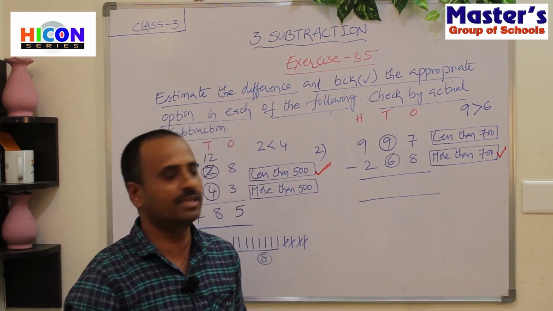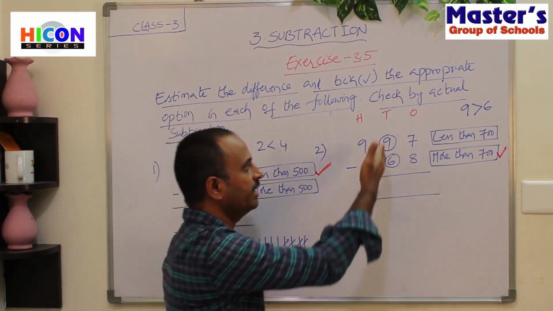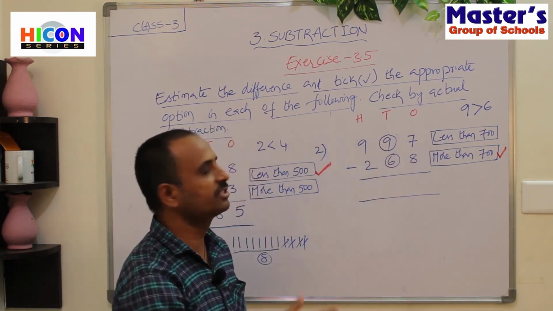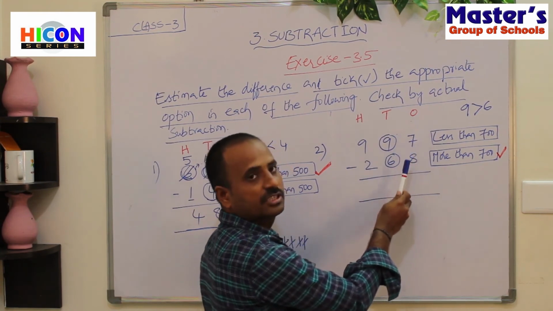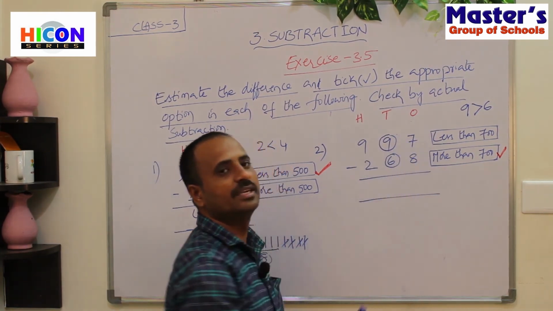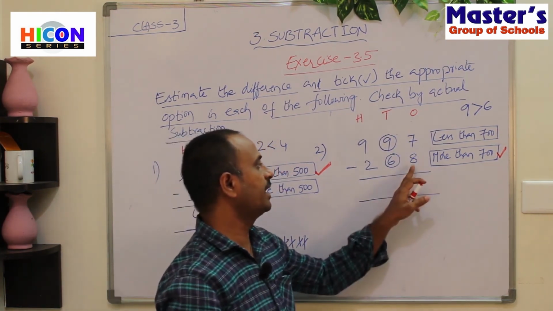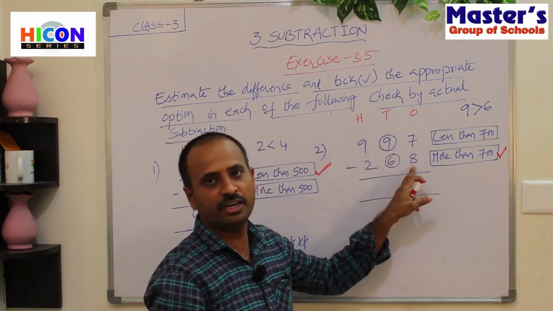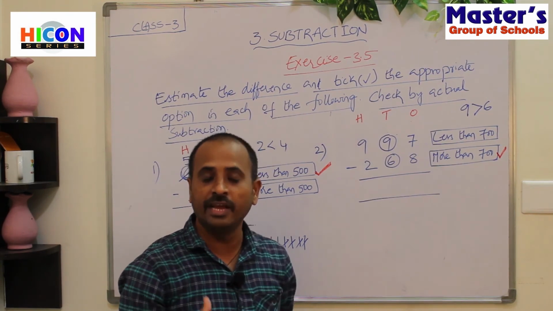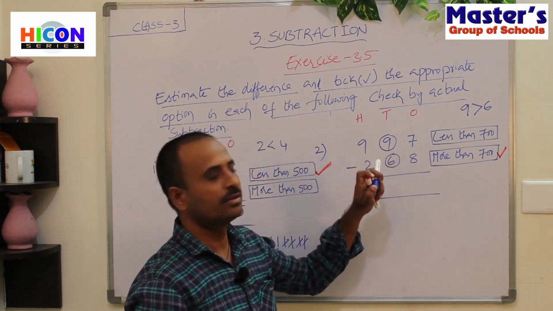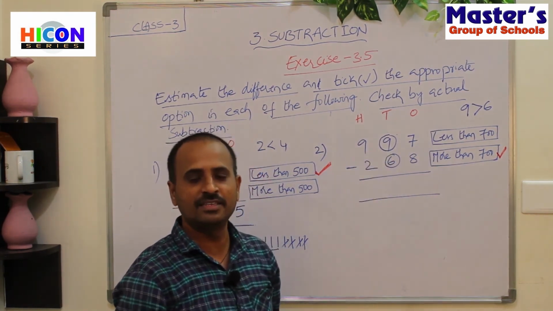Now we will check our estimation by doing the actual subtraction. Let us do the subtraction first. Start from the ones place. What are the digits in the ones place? 7 and 8 are present in the ones place. We cannot subtract 8 from 7 because 8 is the greater number, 7 is the smaller number. So we have to borrow from the next place. What is the next place? Tens is the next place.